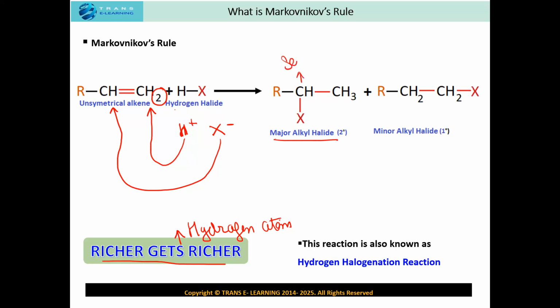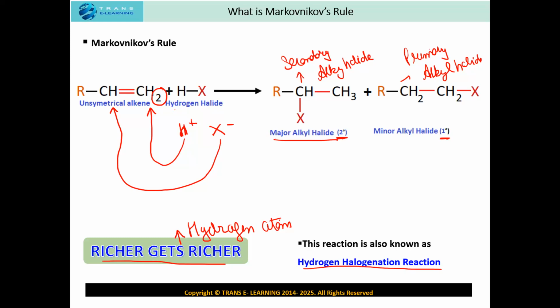This is the secondary alkyl halide, what we call 2 degree, and this is the primary alkyl halide. That is what we call 1 degree. This reaction is also known as the hydrogen-halogen reaction, right? Now, in case you want to understand in terms of the more alkylated or the less alkylated, you can refer to what I have taught you earlier. But in case you want a short and quick technique, then remember richer gets richer.